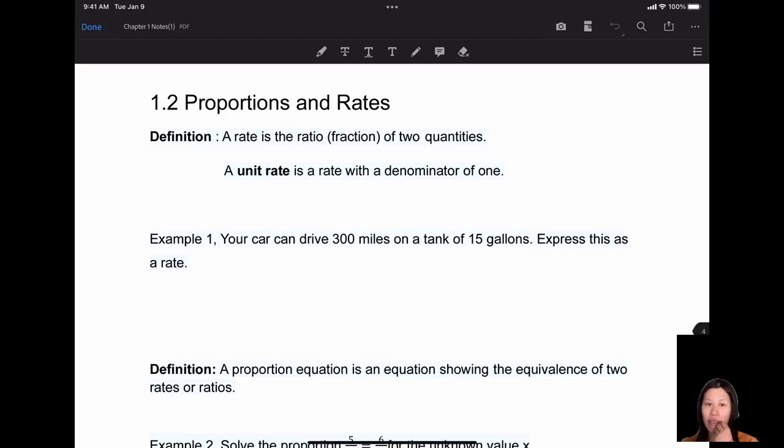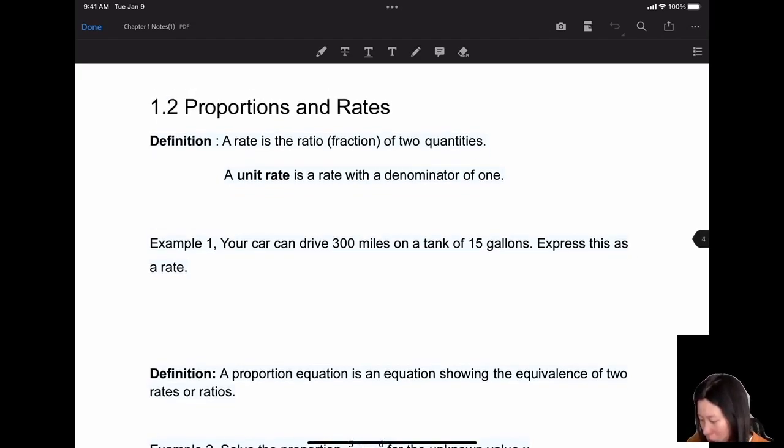Okay, so they ask you, hey, your car can drive 300 miles on a tank of 15 gallons. Express this as a rate. So we can use 300 miles per 15 gallons.